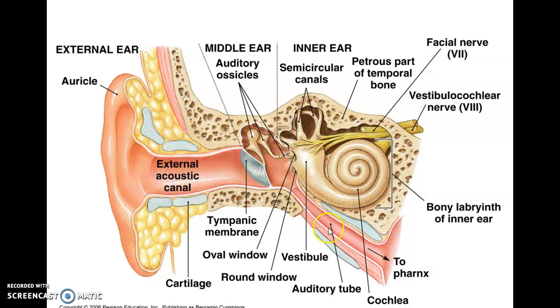Then we have the inner ear area, and that has an area called the bony labyrinth, which is a structure that has three major parts to it. And we also have one of our ear ossicles attached to that bony labyrinth. So that inner ear area is, of course, encompassed with bone. It's in that petrous portion of our temporal bone.